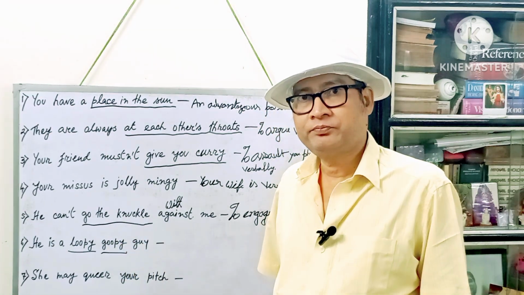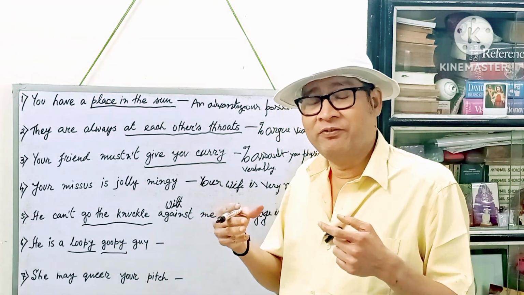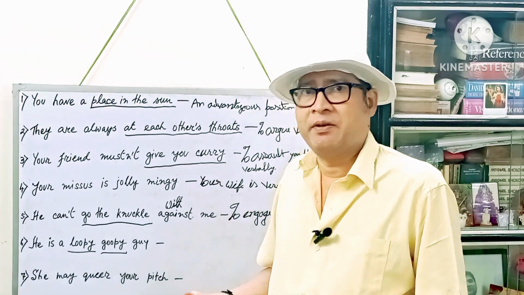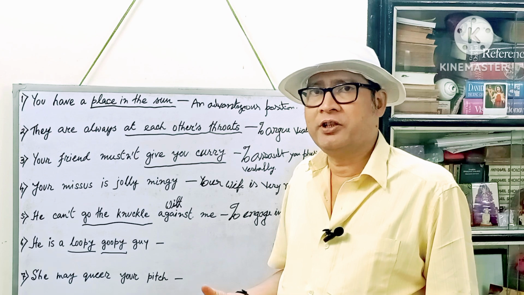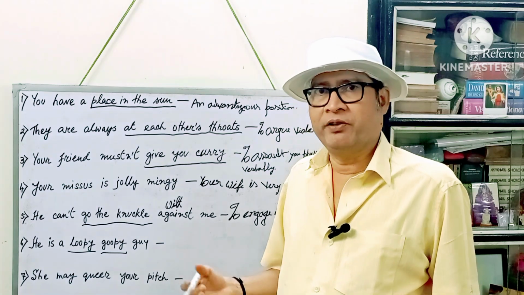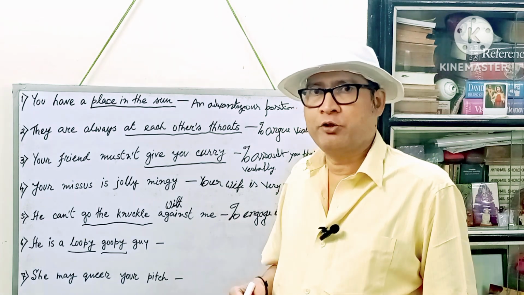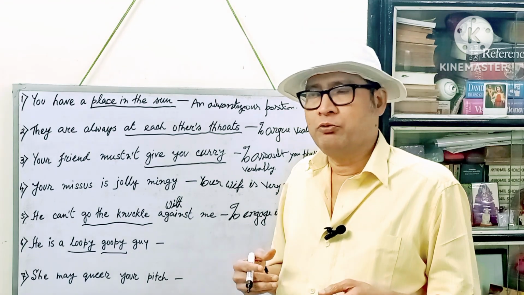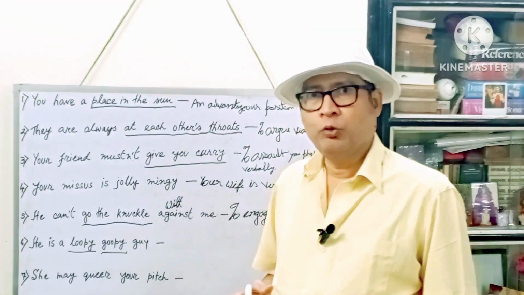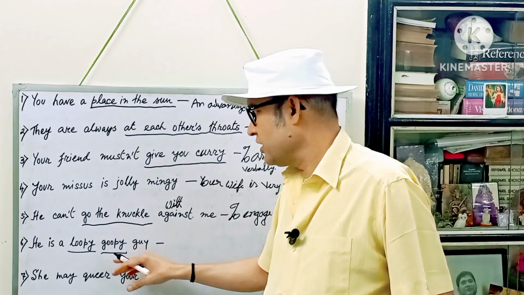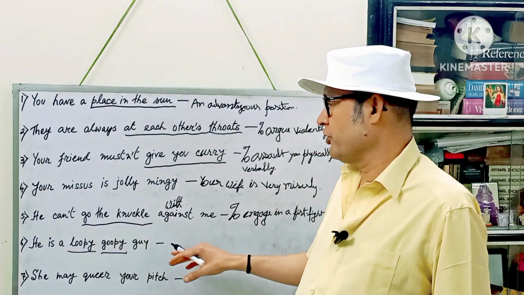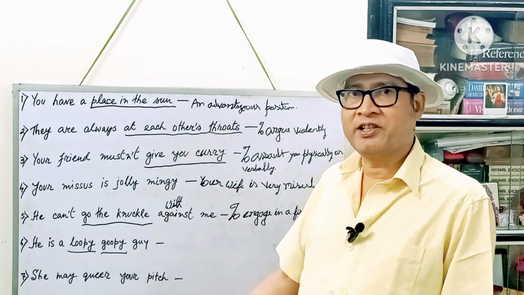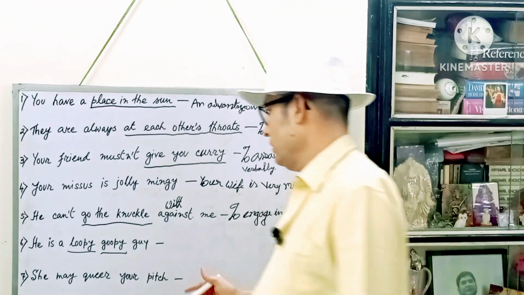Goopy means very overly sentimental. A person who is very overly sentimental is called goopy. Oh, you are so goopy, really. I didn't mean to hurt you, but unfortunately, my words have hurt you. So I didn't know that you were so goopy. That means overly sentimental. So the full meaning of this sentence is, he is a crazy, overly sentimental man.